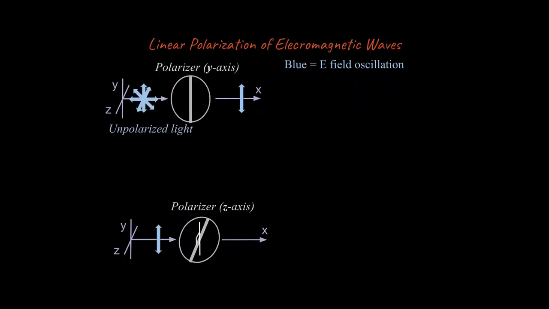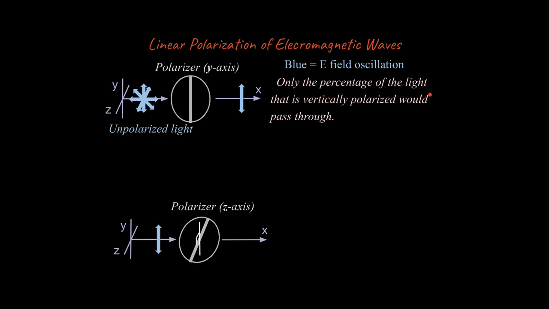Alright, now based on that, most light that we deal with in our everyday life is unpolarized light. So you can see here that we've got light that's going to vibrate in every direction for its electric fields. As it moves along the x-plane, it's going to vibrate in the y and the z in every direction, you could say. But with this polarizer set up this way, it only allows light in this axis to pass through. So we could say only the percentage of the light that is vertically polarized would pass through. That's in the vertical plane, you could say, would be allowed to pass through.